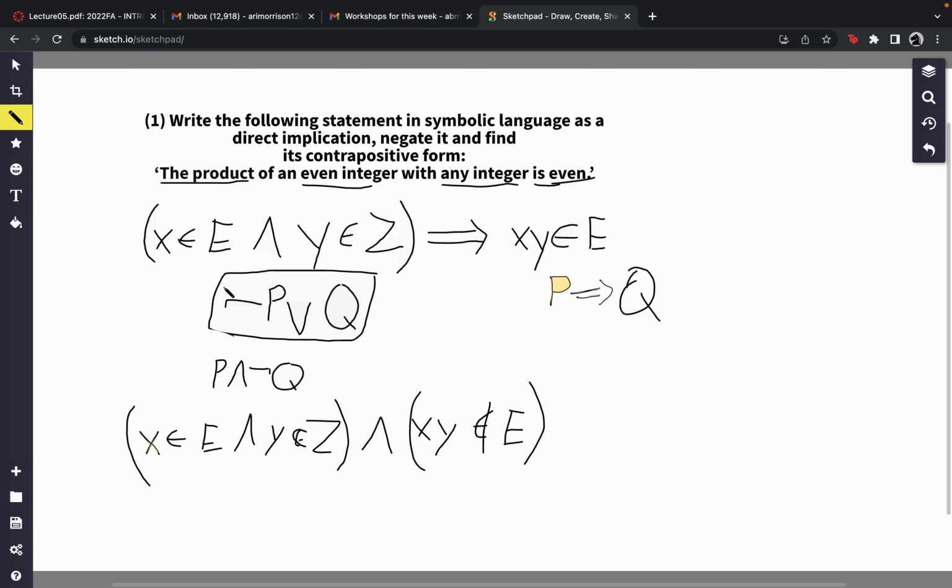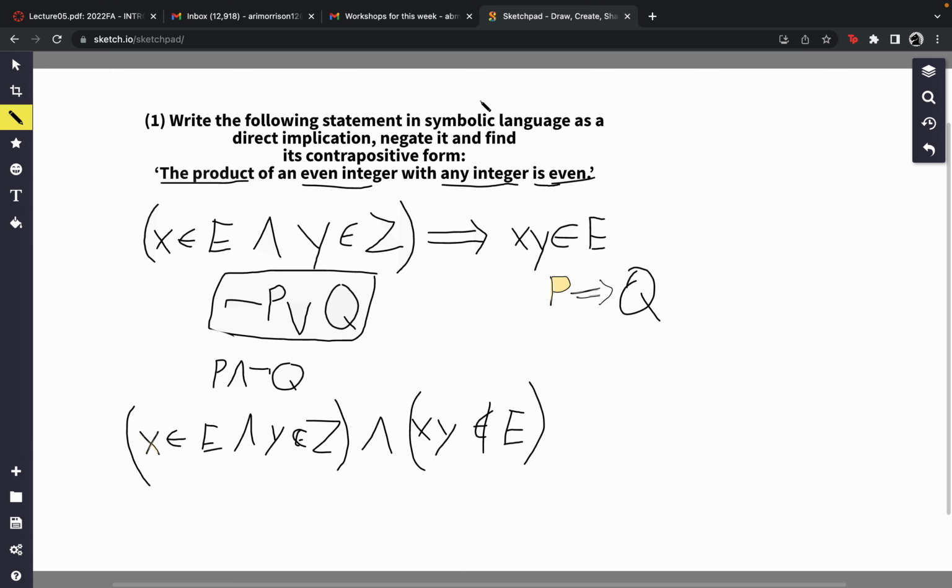Our initial statement said that this premise, that x is even and y is an integer, means that xy is even. And here we're saying, actually no, x is even and y is an integer, just like we said before, but also xy is not even. And this statement happens to be false. And now lastly, so that's the negation.